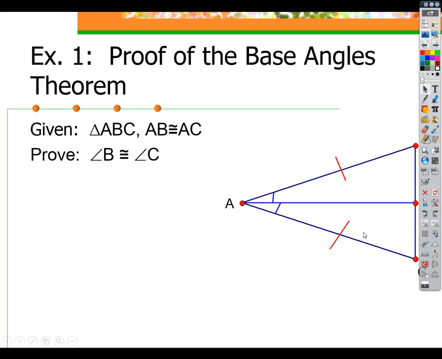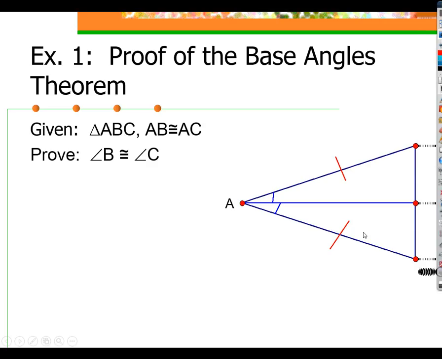Okay, so let's go ahead and try to prove this base angle theorem. All we're trying to do here is, if we are given that two sides of this triangle are congruent, then we want to prove that angles B and C are congruent. Okay, any ideas? What could we do?